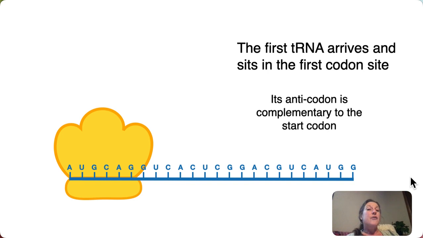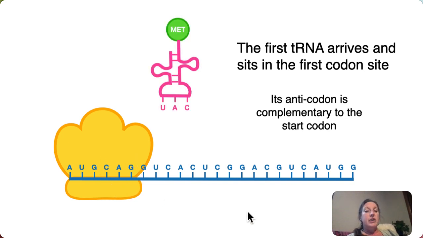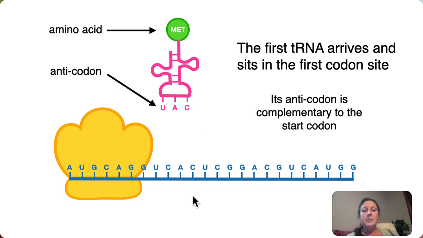Now, what happens next is that the first tRNA arrives and sits in the first codon site. Remember, a codon is 3 nucleotides. So the ribosome is actually covering 2 codons right now. So here's our tRNA. And the tRNA carries a specific amino acid, in this case, methionine. And at the other end, it has a sequence of 3 nucleotides called the anticodon, because those are complementary to a particular codon. So this just means that they match, but this is not an actual coding unit.